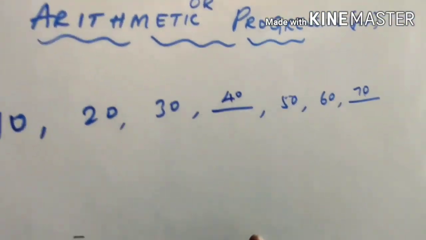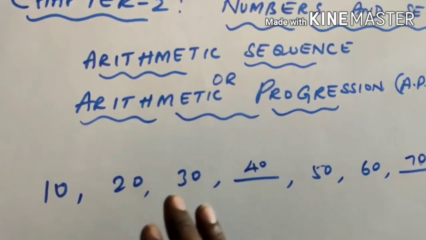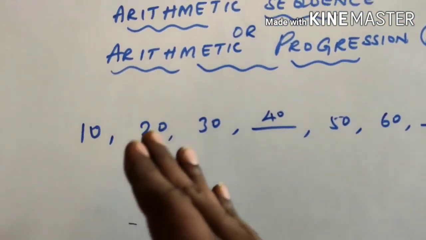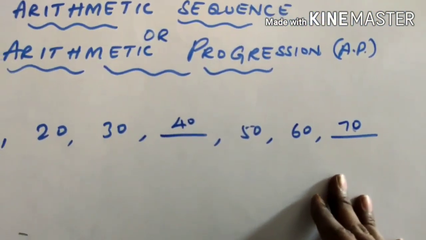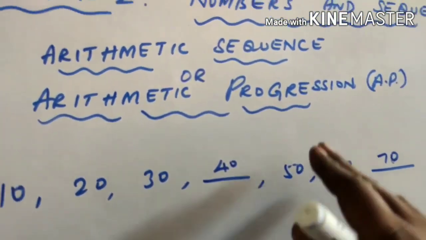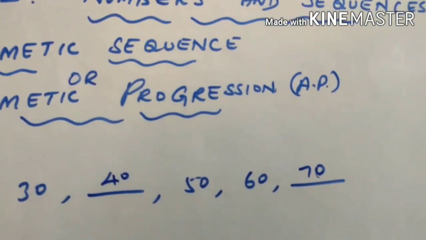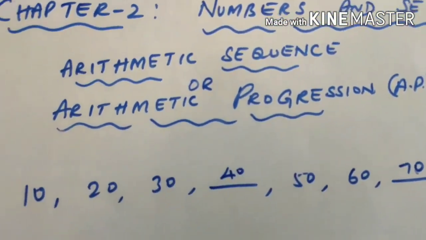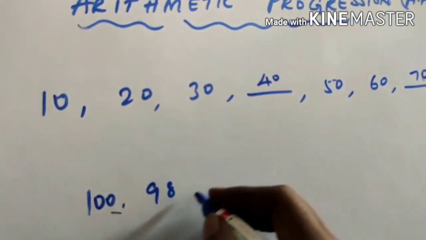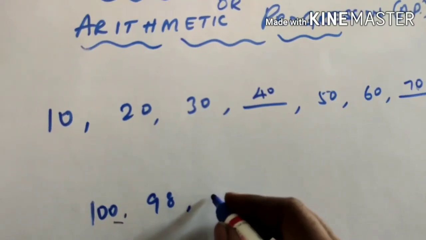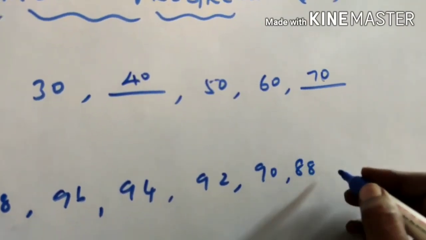So this sequence is called an arithmetic sequence. Okay, so an arithmetic sequence is a sequence in which a common number is either added or subtracted to get a sequence. This is also called arithmetic progression, in short they call it AP. Okay, AP. Even see here, for example, 100, 98, 96, 94, 92, 90, 88, like this you are getting.